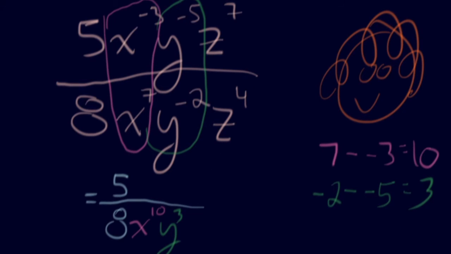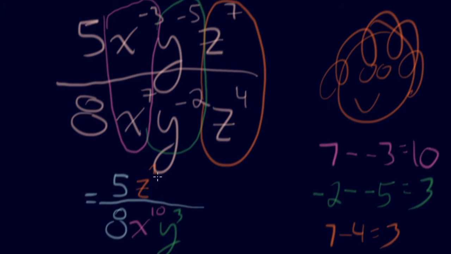And finally, I'm going to go and deal with my z's. Which one's bigger? 7. So my z's are going to go up here. I already know that. And what's 7 minus 4? Also 3. And that, ladies and gentlemen, is what Sally would answer. Good job, Sally. Excellent job.